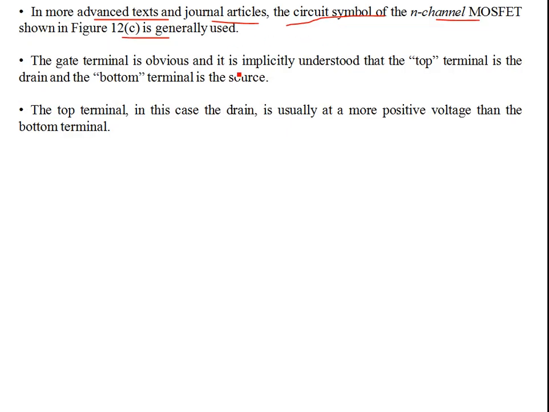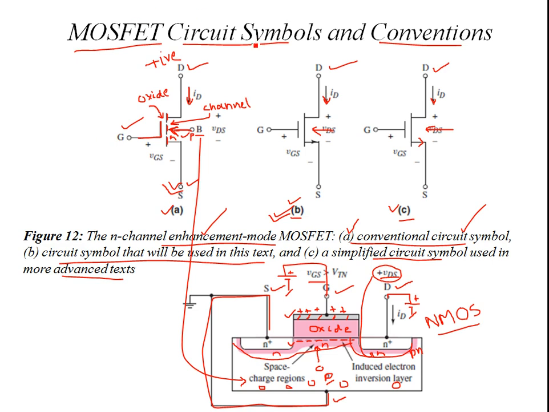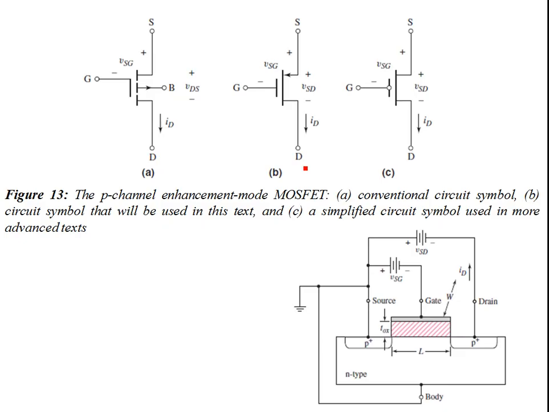The gate terminal is obvious, and because of its simplicity it is implicitly understood that the top terminal is the drain and the bottom terminal is the source. The drain is usually more positive than the bottom terminal. The voltage of the drain, the upper terminal, is positive with respect to your source. So the less positive is at the bottom and the more positive is at the top in the NMOS. This is the understanding of the circuit symbol.